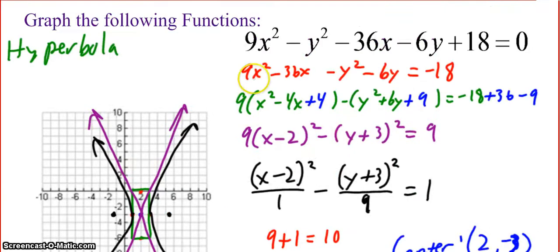Now let's look real quick and see how we got the standard form if you were confused on that. Group the x's, group the y's, bring the 18 over, factor out a 9 from the x's, complete the square by adding a 4, which means I'm actually adding 36 to the right hand side. Factor out a negative 1 from the y's, complete the square by adding 9, which means I'm actually subtracting 9 from the right hand side. Factor, factor, combine like terms, divide everything by 9, and that is how we end up with our standard form.